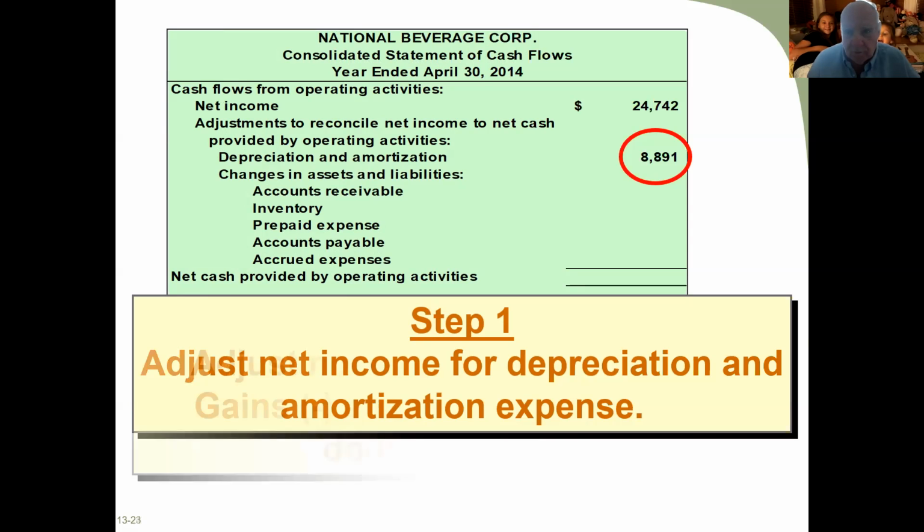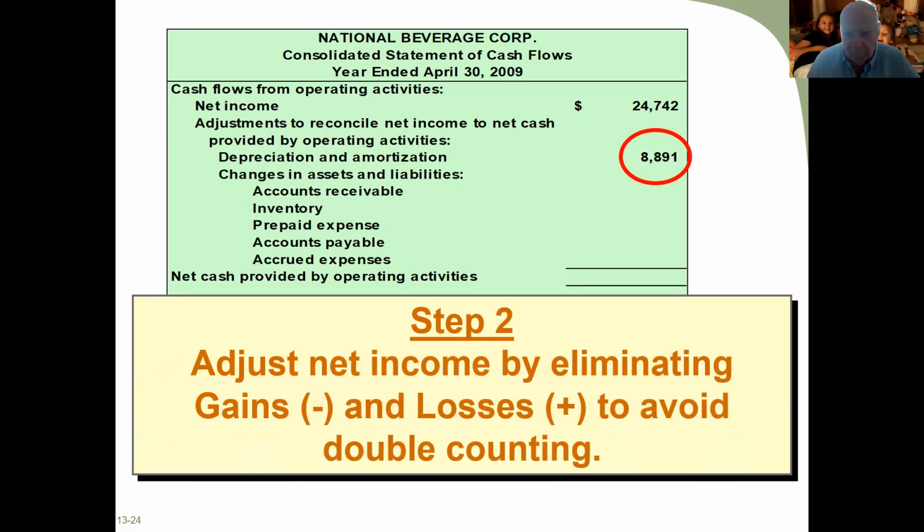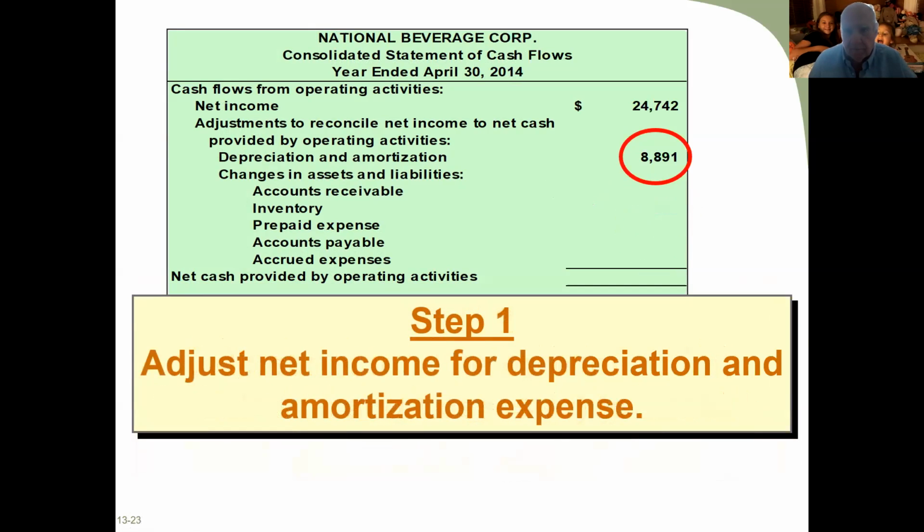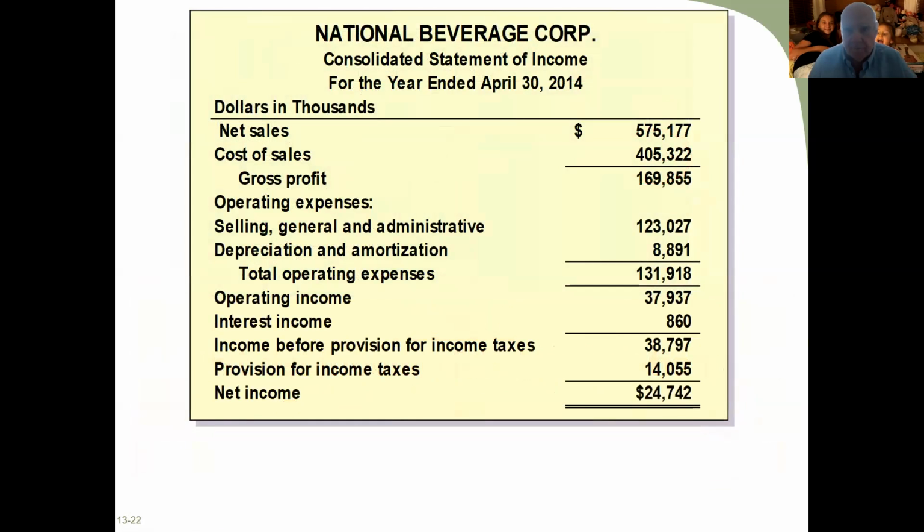We now go and pop in all of the differences in our operating current assets. Where did they get these numbers? I see 4,549, 858, negative cash flows. Where did they get that? They got it from this balance sheet here.